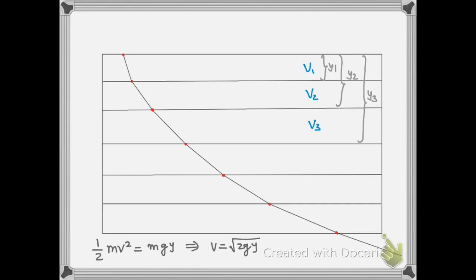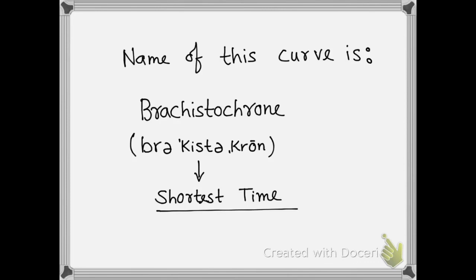The concept behind it is conservation of energy. So kinetic energy equals potential energy, and here we see that the velocity of a particle is directly proportional to the height of the particle, or the distance traveled by it. So V1 is directly proportional to Y1, V2 is directly proportional to Y2, and V3 is directly proportional to Y3, and so on. The curve that is formed looks like a circle but is not; it is a cycloid actually.